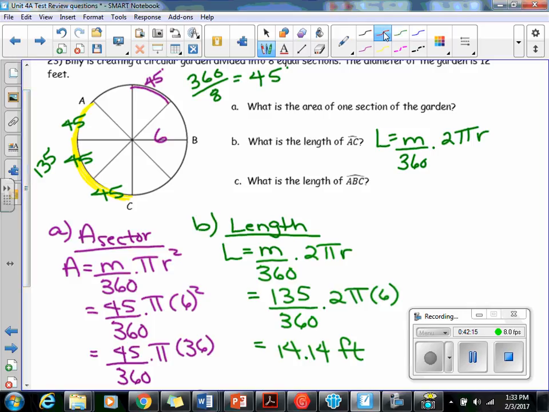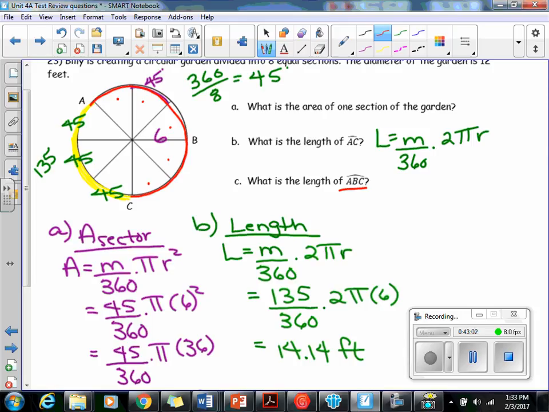So I'm going to highlight it. ABC starts over here at A, goes around the circle through B, and stops here at C. Now, the question you should be asking is, how many sections is this? I'm talking about arc ABC. ABC is 1, 2, 3, 4, 5 sections. You get that? That's counting.